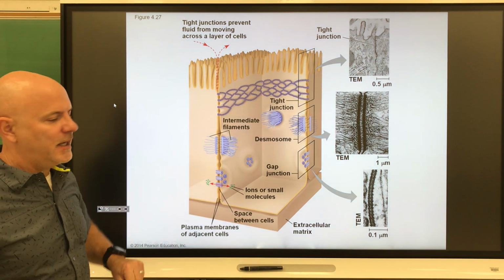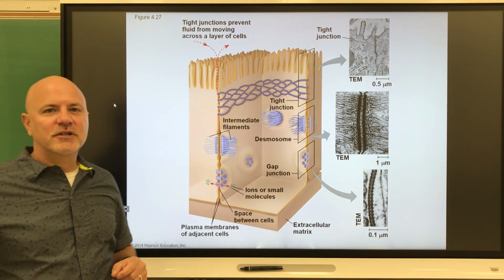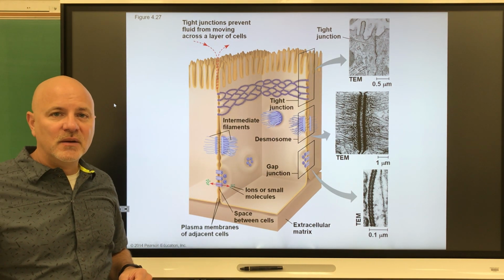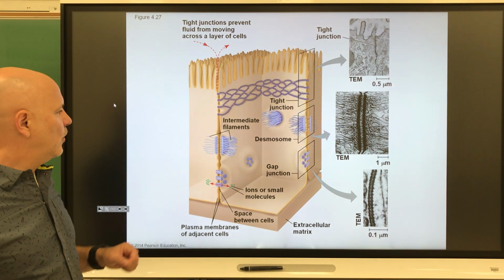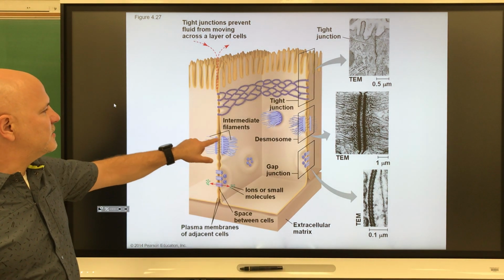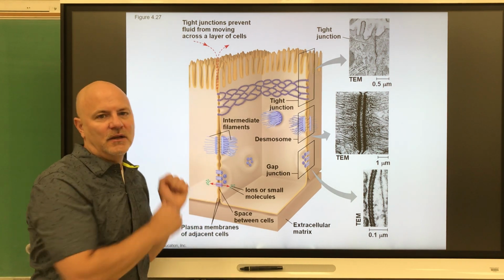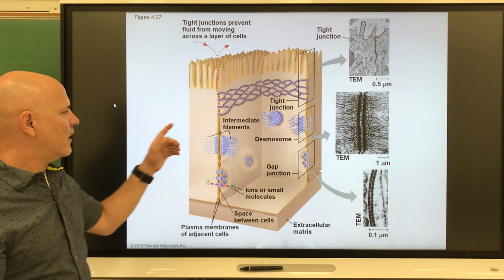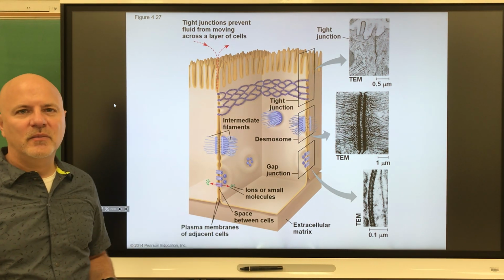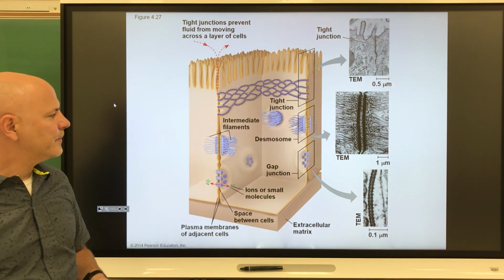We see desmosomes right here. This is a cell junction composed of thickened plasma membranes that are joined by filaments. All right? And so what desmosomes do is they hold these cells together. So this is found in cardiac muscle cells. It's found on skin cells as well.